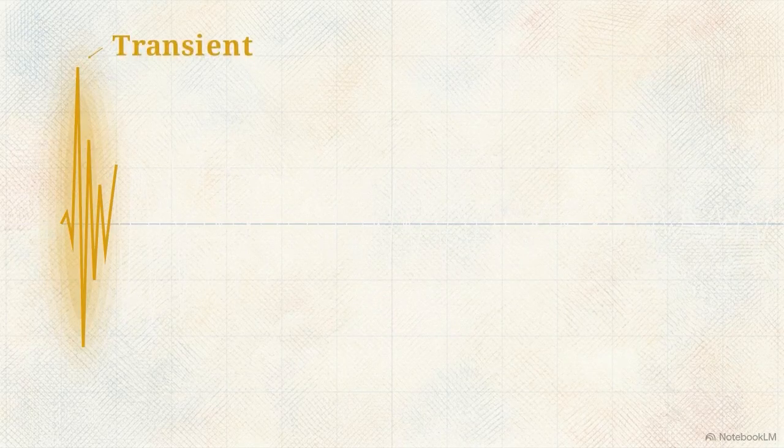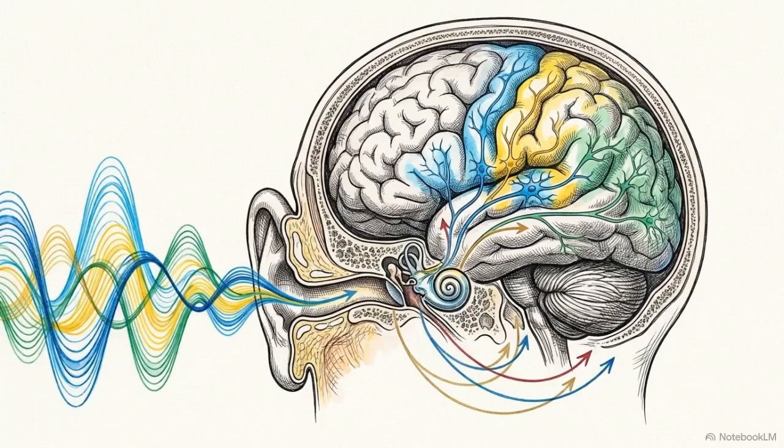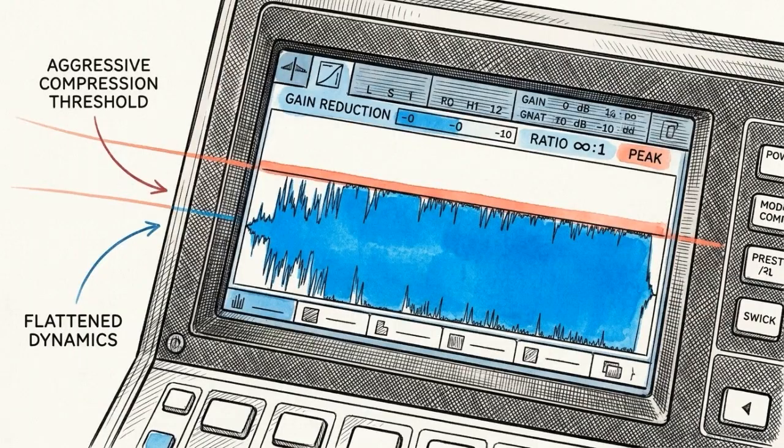Notice the sharp initial spike at the front of this waveform. That is a transient, the fast, concentrated burst of energy from a drumstick impact or a pick strike. Transients and harmonics provide the brain with the clues needed to identify a sound. Aggressive EQ and compression can strip these layers away, removing the character and emotion from the performance.